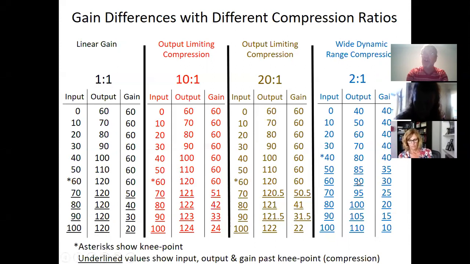Whereas with WDRC, the focus of compression is on medium and soft sounds. A weak degree of compression is provided for medium and loud inputs. Whereas with output limiting, a strong degree of compression is provided for what? Only loud inputs. But here's something I want to draw your attention to.